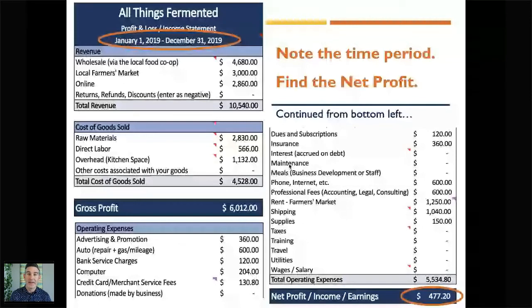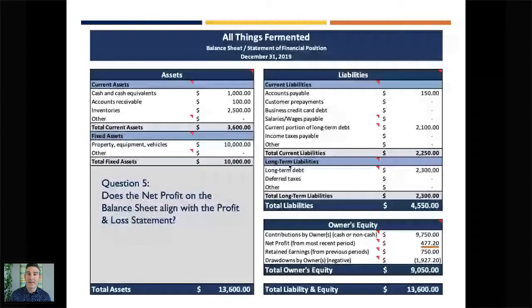Now, in the case of the balance sheet, we're just looking to see that the date on the balance sheet aligns with the last day of the profit and loss statement. So that was December 31st, 2019 on both. And indeed, that $477.20 shows up there. Yes, and thank you, Caroline. She's pointing out the link to the lesson from last week.